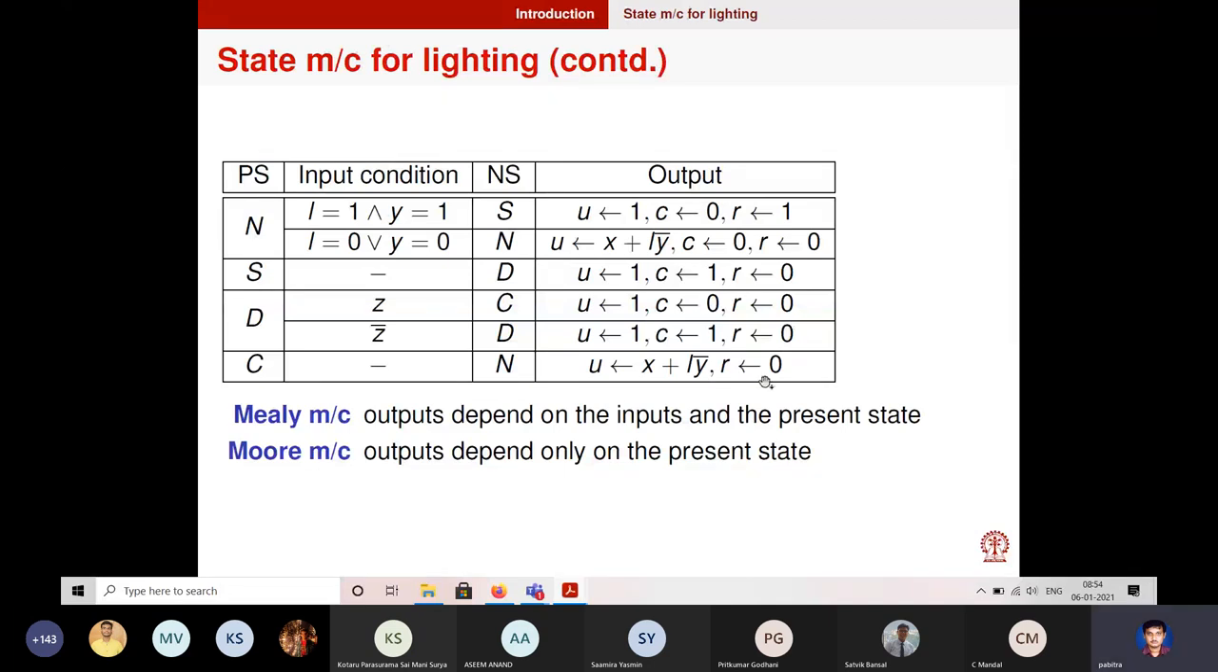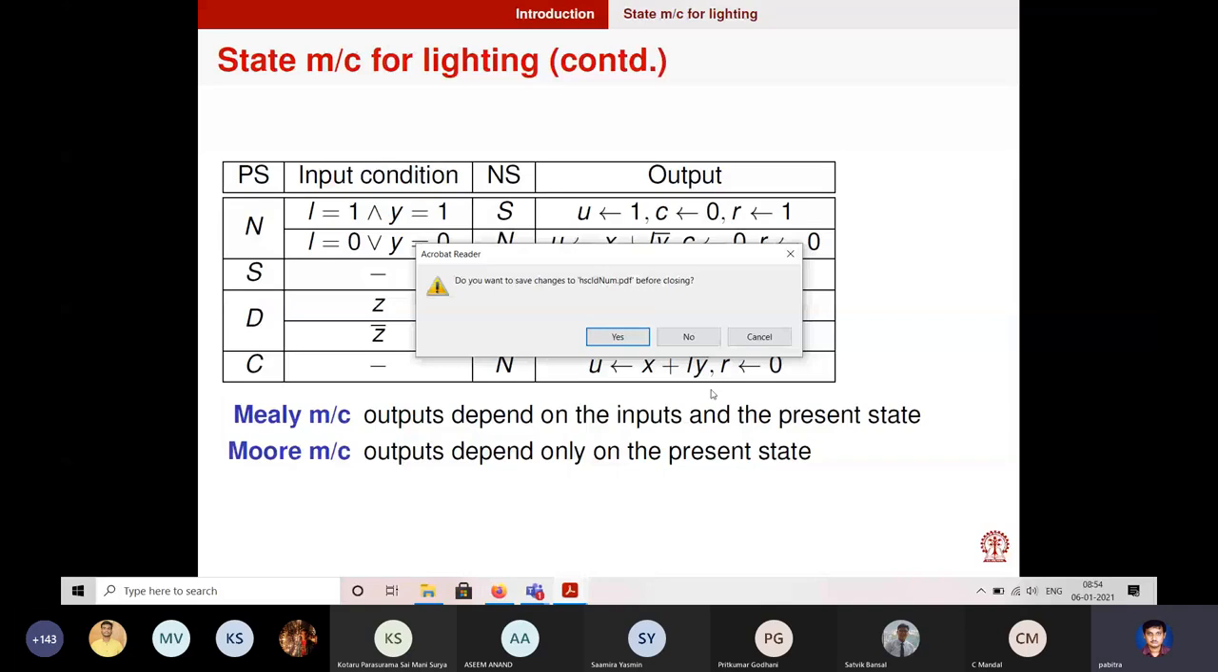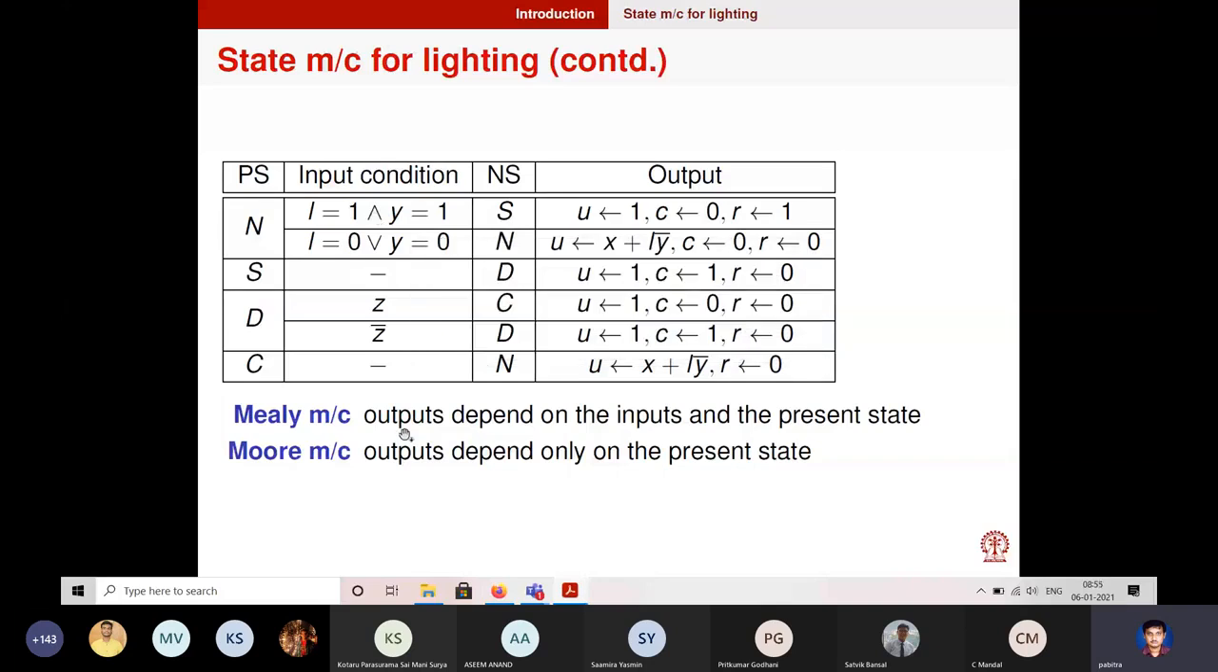So you can decide your output based on this and the input condition. There are two situations. If your output U depends only on the inputs and the present state, then we call it a Mealy machine. And if it depends only on the present state, not on the inputs, just the present state, we call it a Moore machine. Let me see if I can draw a simple diagram to represent this.